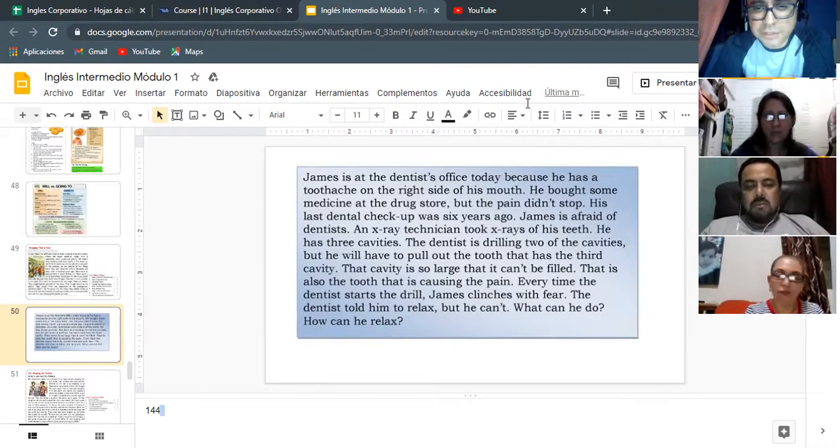James is at the dentist's office today because he has a toothache on the right side of his mouth. He bought some medicine at the drugstore, but the pain didn't stop. His last dental checkup was 6 years ago. James is afraid of dentists. An x-ray technician took an x-ray of his teeth. He has three cavities. The dentist is drilling two of the cavities, but he will have to pull out the tooth that has the third cavity. That cavity is so large that it can't be filled. That is also the tooth that is causing the pain.